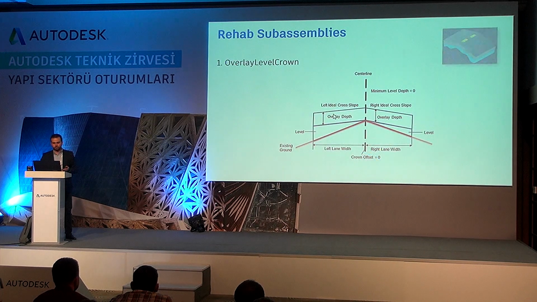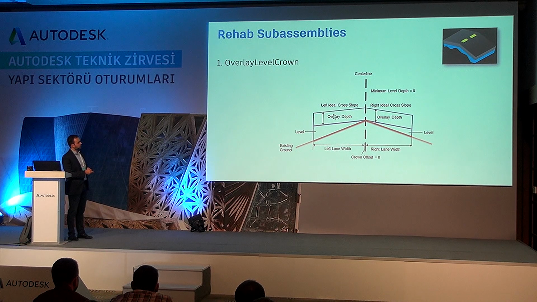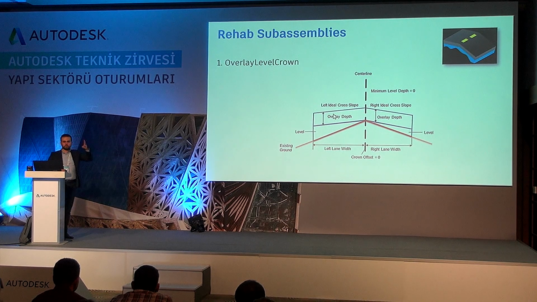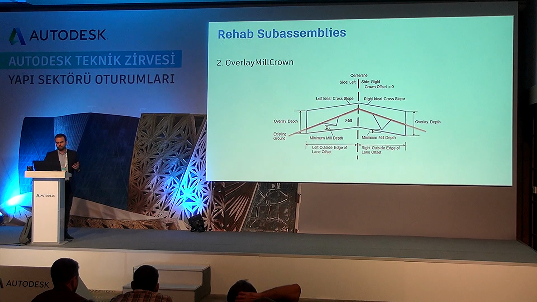So there are three major ones. The first one is Overlay Level Crown. In case we have the existing surface, we specify this existing surface, we just level it, and we add layers on top. If this is the case, we use this sub-assembly. No need to program anything in the Subassembly Composer. All of these three sub-assemblies are highly documented inside of Civil 3D, so there is no need for you to learn a lot about them beyond reading the documentation.